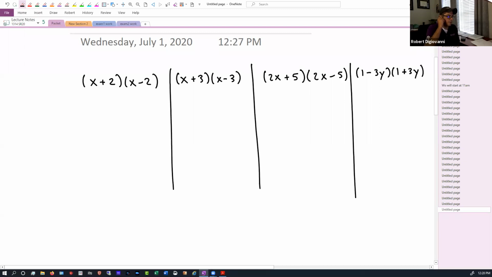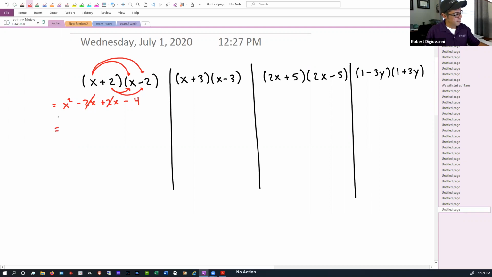Okay, so there's 4 examples. Now, when you look at those expressions, those are already factored, right? It's 2 things being multiplied together. So what I'd like for us to do is FOIL these out, and I'm going to go through this pretty quick. If I FOIL this out, I'm going to get x times x gives me x squared. Get x times -2, that gives me -2x. 2 times x, which gives me positive 2x. And then 2 times -2, which gives me -4. The middle terms cancel out, and I'm left with just x squared minus 4.